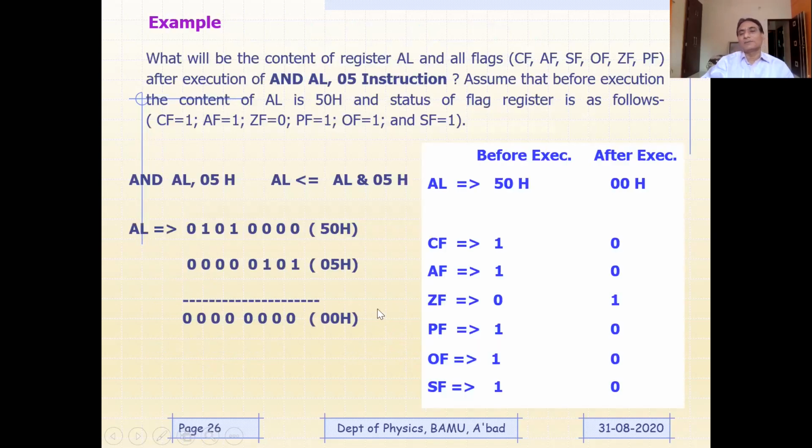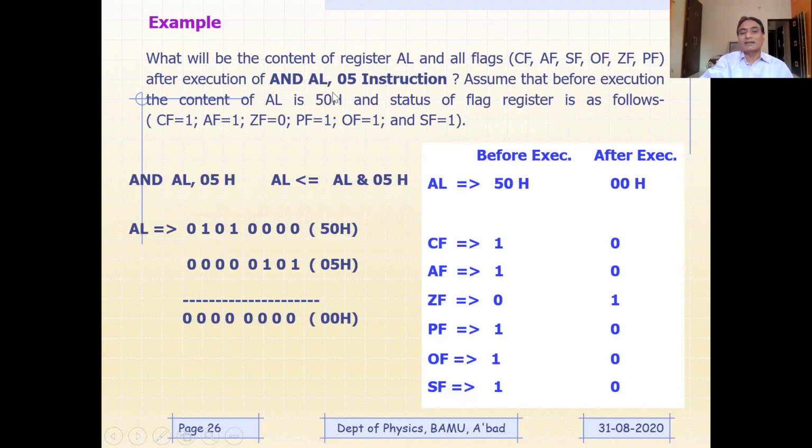Let us take a real example. Real example means we'll see how it is going to work by taking some numbers. Now what would be the content of register AL and flags after execution of the AND AL comma 05 instruction?